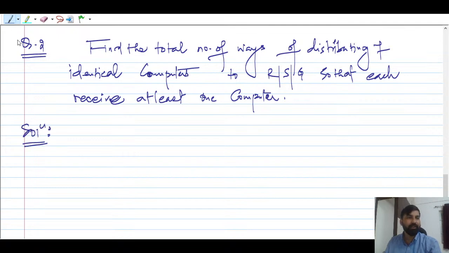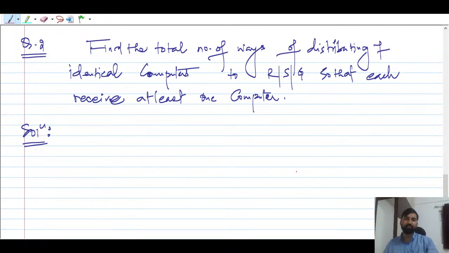Again, this question will take only 10 seconds to answer, right? As you know, whenever I solve a question, the way we solve it is faster than the speed of light as well, right? Understood? So find the total number of ways of distributing 7 identical computers. Here alike objects are there, and we have to distribute them to R, S, G, right? So there are 3 beggars, and 7 identical computers, or you can say 7 coins, such that each receives at least one coin, that you have to remember.